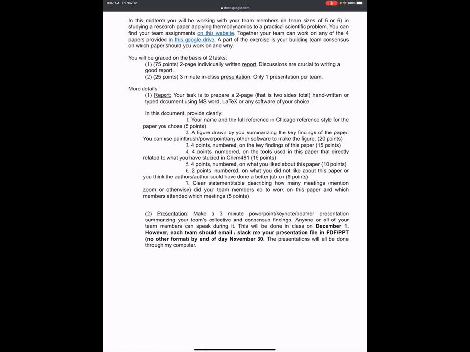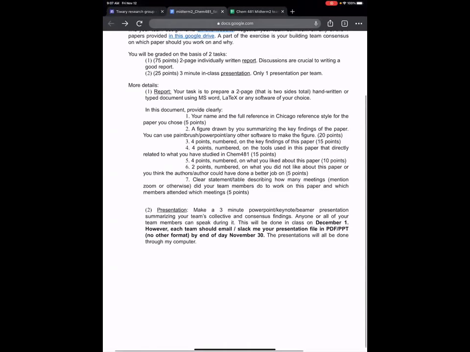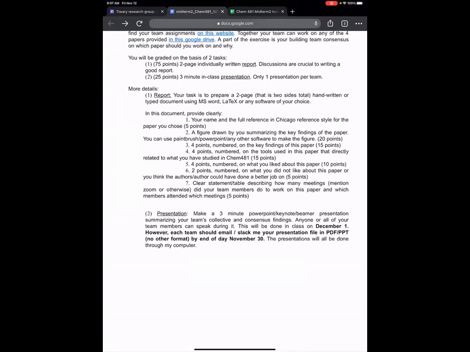So just clear-cut 4 points. What are the key findings of the paper? The key finding could be an equation, it doesn't matter, but try, what are the key 4 points? These are things you will discuss with each other in your team. And then 4 points on the tools used in the paper. By tools, it could be equations, theories, concepts that relate to 481. 4 points on what you liked about this paper, and 2 points on what you did not like about this paper. Okay, so go at it. Be mean. It's your chance. And I need a statement describing how many meetings.